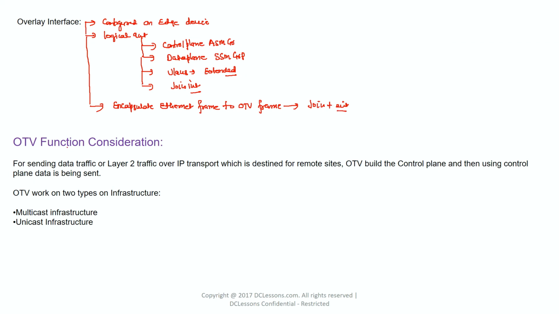Now let's talk about OTV functional considerations. To see how OTV works and how data traffic is sent over the IP transport destined for remote sites, OTV creates a control plane, and then using the control plane, the data is sent. There are two types of infrastructure in an OTV environment: the multicast infrastructure and the unicast infrastructure. We will see how, using each of these, the control plane is created, and then using the control plane, data traffic is sent.